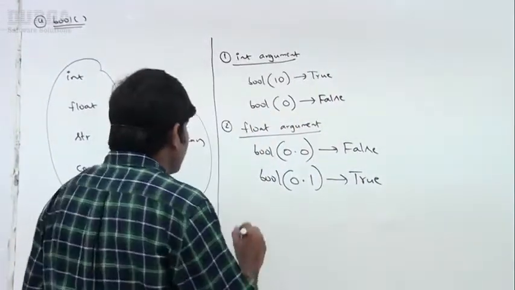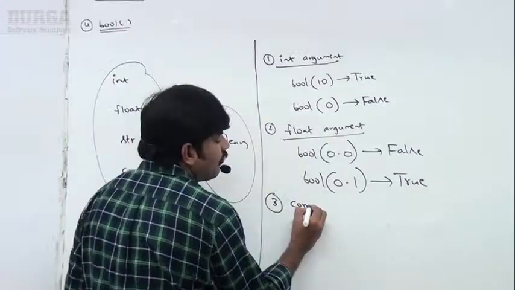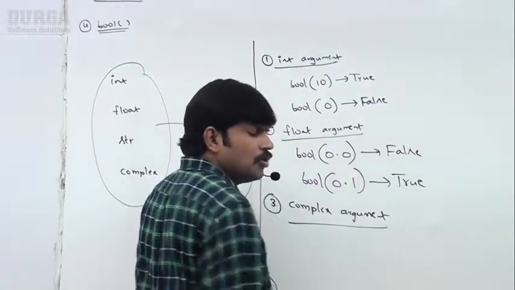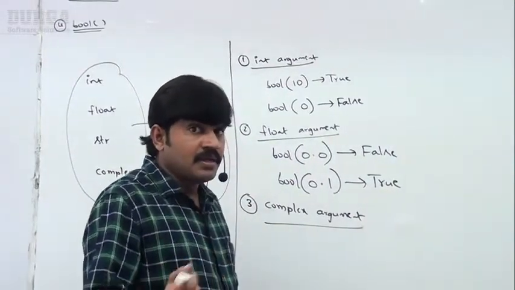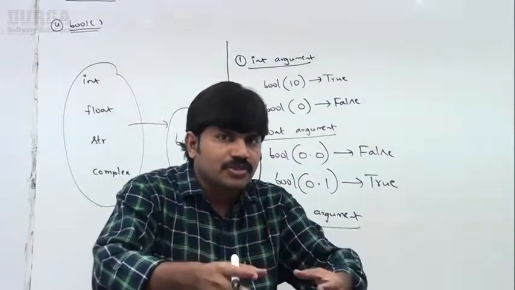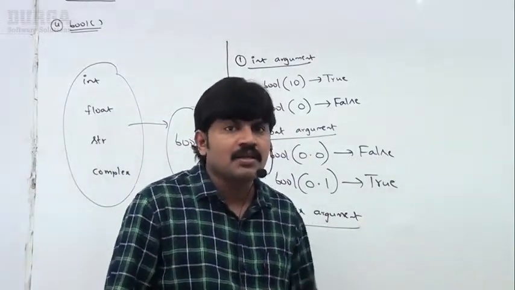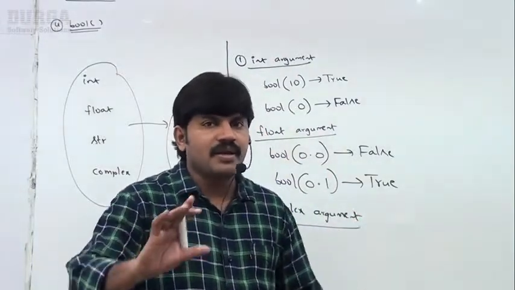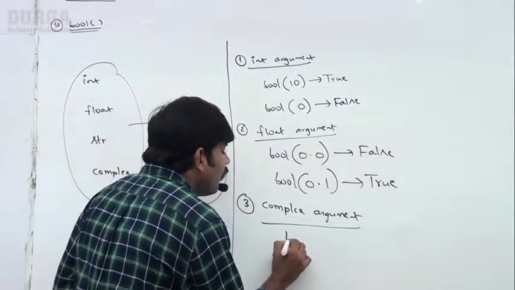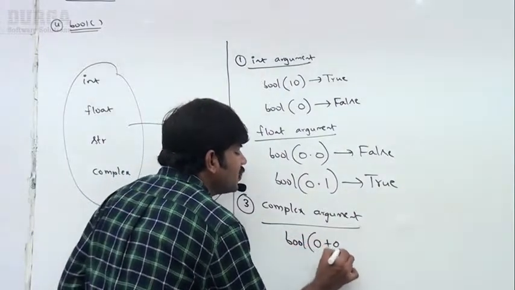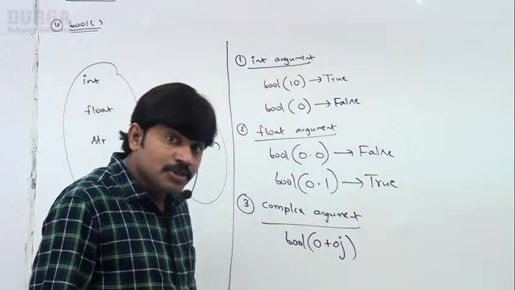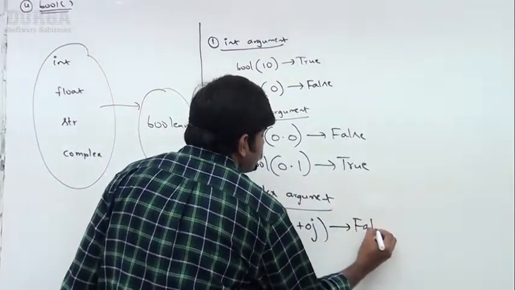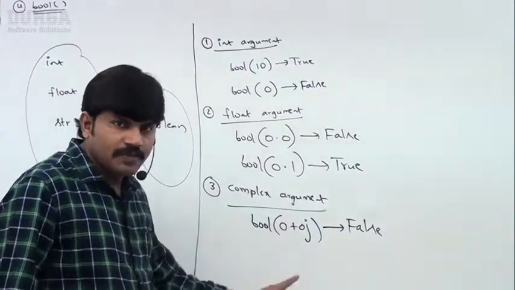Next, the complex argument. If you pass a complex number argument, it is simple. If both the real part and the imaginary part are 0, then it is considered False, otherwise it is treated as True. Very simple. Bool of 0 plus 0j. What is the answer we are going to get, sir? False, because the real part is 0 and the imaginary part is 0.